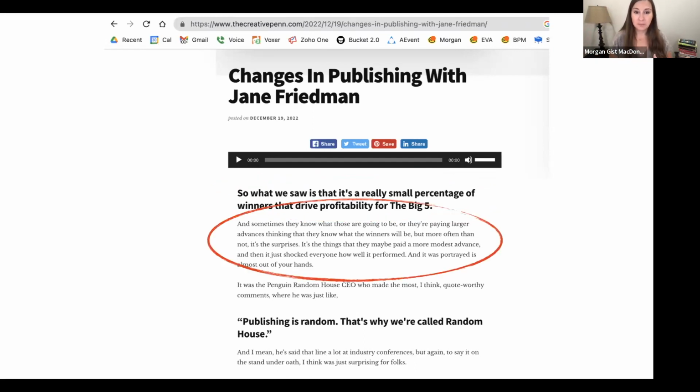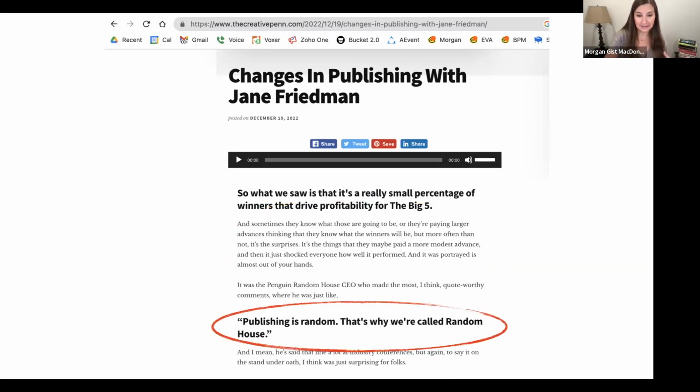And sometimes the publishing houses know what those books are going to be called, what those books are going to be, and they're paying larger advances thinking they know what the winners are going to be. But more often than not, it's the surprises. It's the things that had a more modest advance, and it shocked everyone how well this book performed.